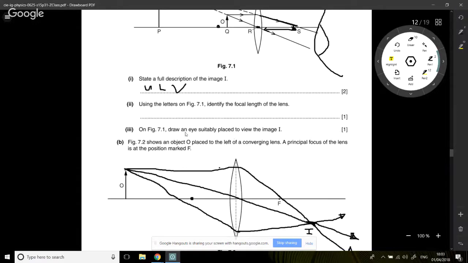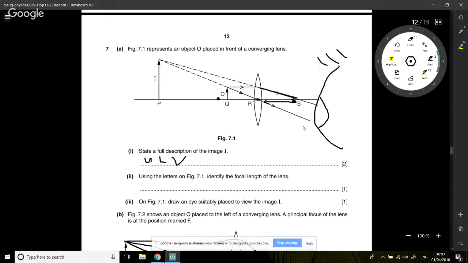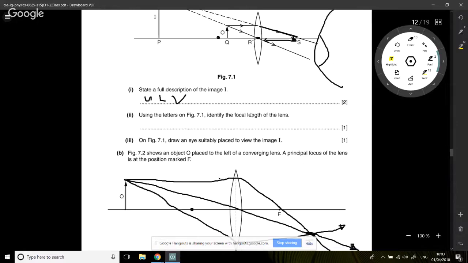Draw an eye suitably placed to view the image. Well, it just has to be on the right-hand side, so we can actually see this virtual image that is magnified.